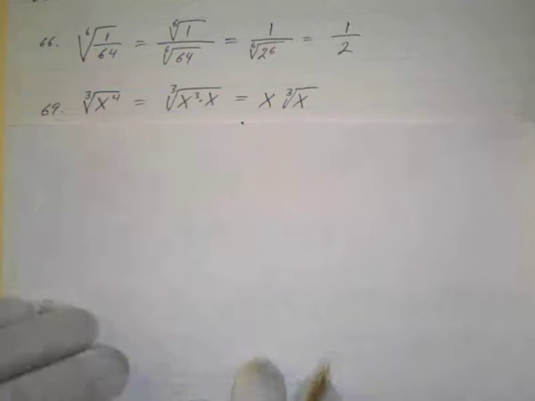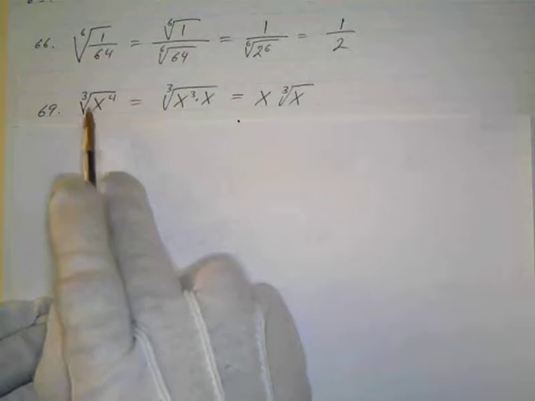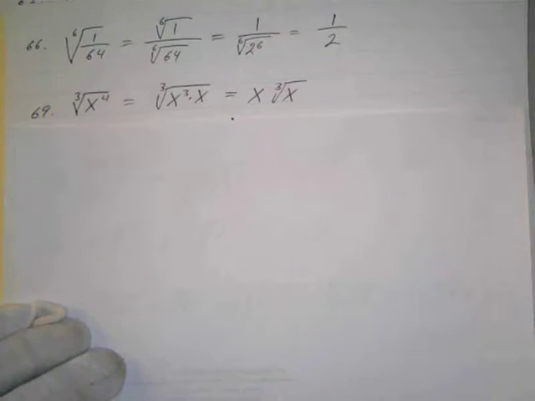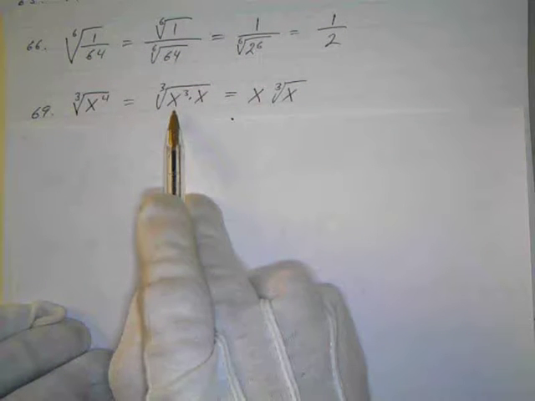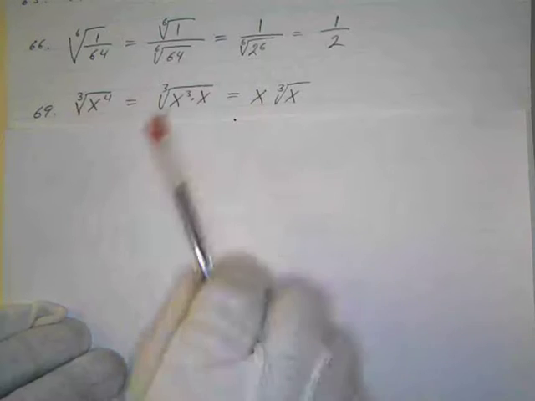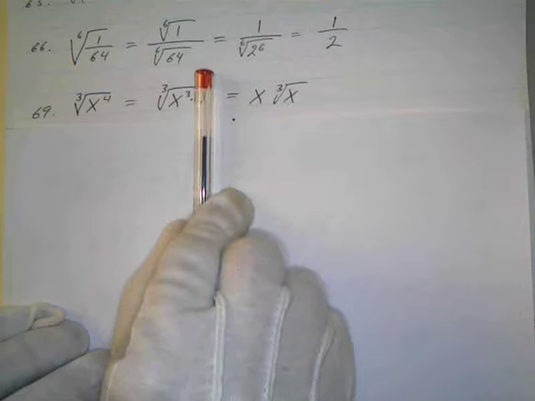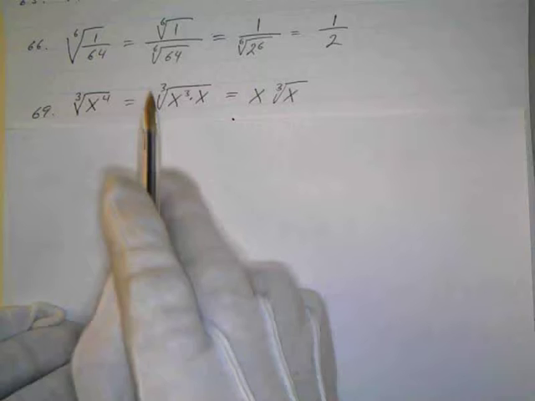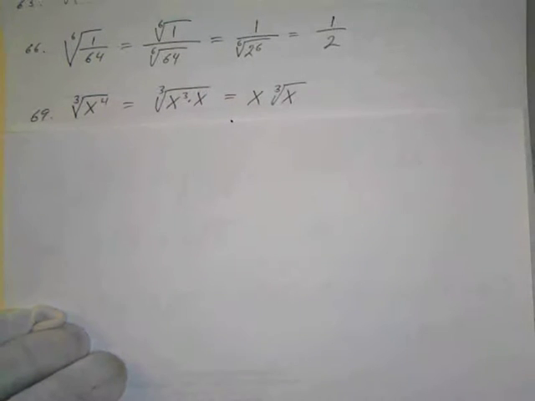Okay, now I'm taking the cube root of x to the fourth. So again, I need a perfect cube factor. Well, I know that I can break x to the fourth into x to the third times x. And then I can break this up. The cube root of x to the third is what? x. And then I just have left the cube root of x. So I can break that up.